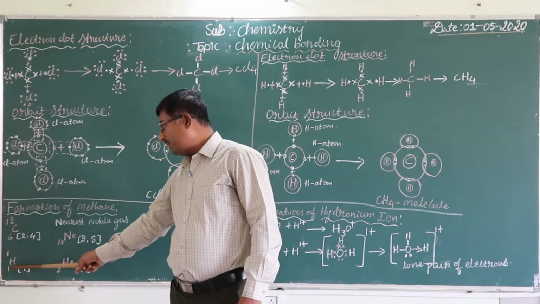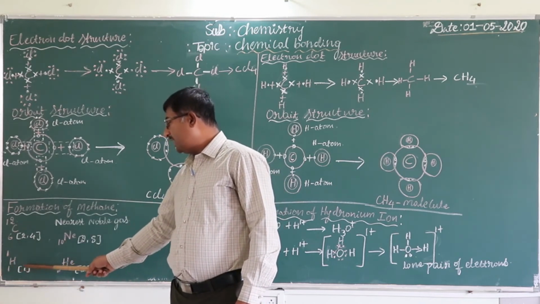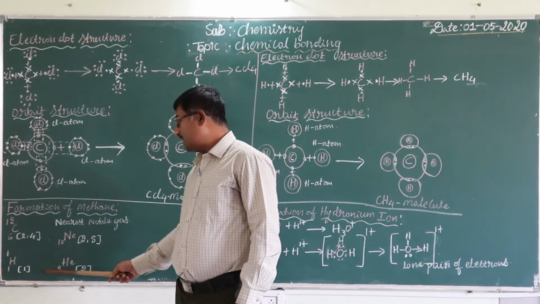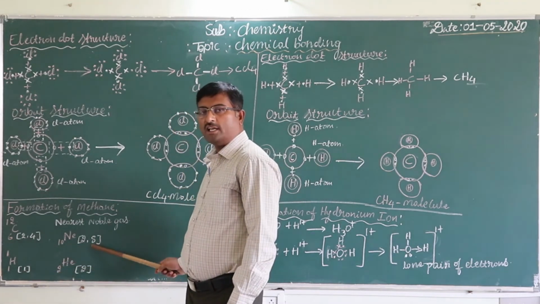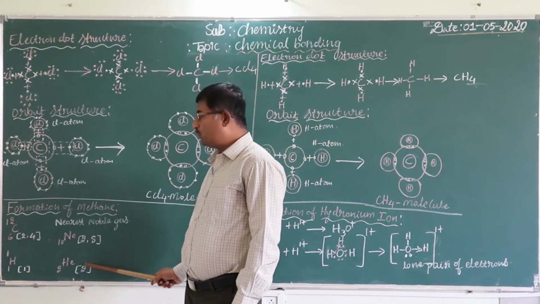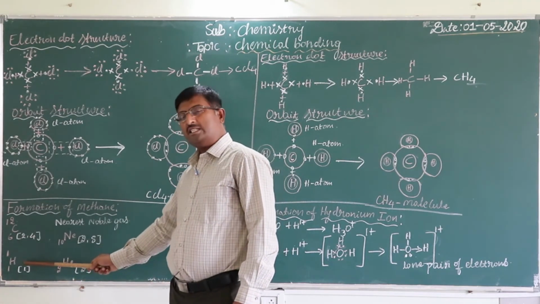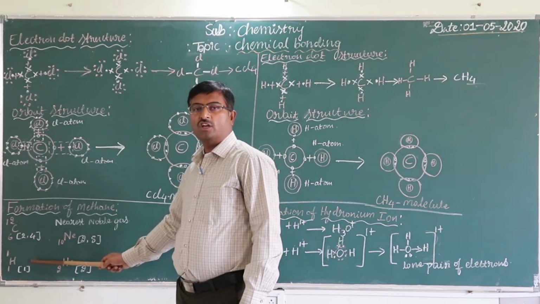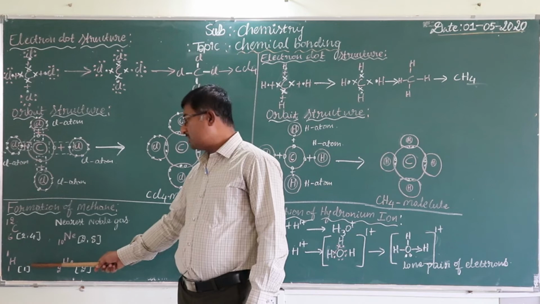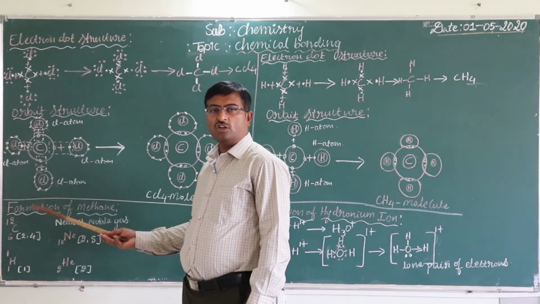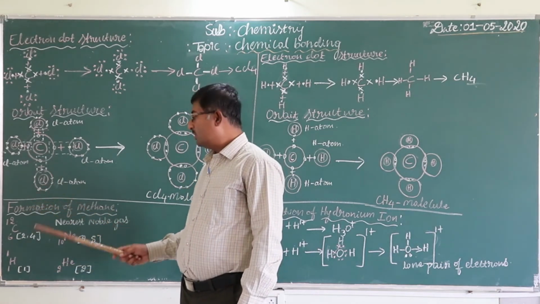Hydrogen, the atomic number of hydrogen is 1. 1 electron is there. Near to hydrogen, helium is there. Helium has a stable electronic configuration. In helium, 2 electrons are there. Hydrogen has only 1 electron, so hydrogen is not in stable configuration. To get the stable configuration, hydrogen needs 1 more electron. So hydrogen attracts 1 more electron towards it.